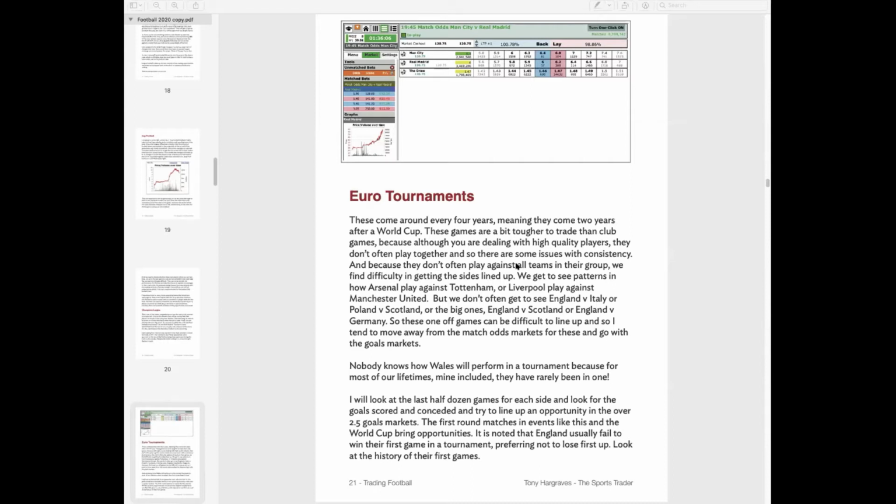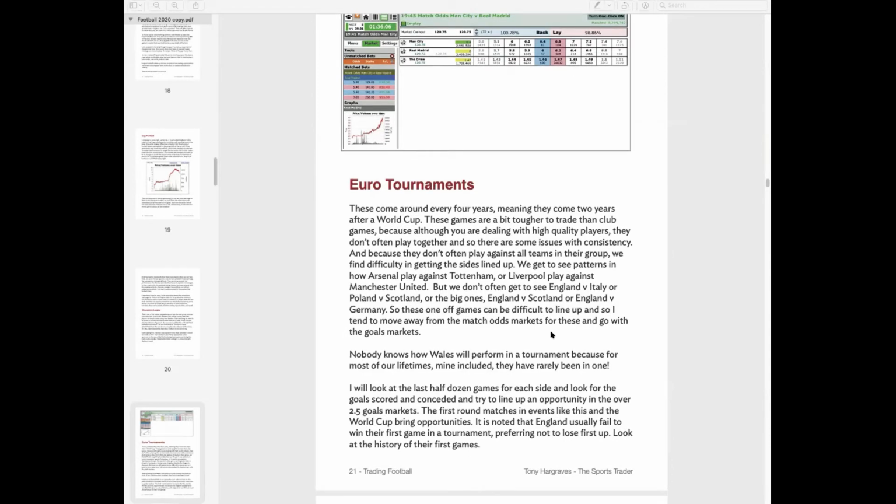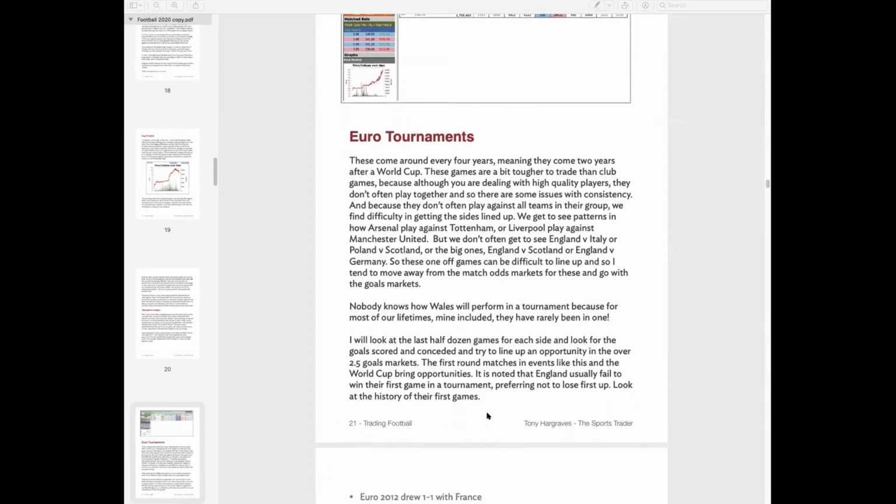So I find personally those games easy to trade what I'm watching because you get to see patterns in how Arsenal play Tottenham or Liverpool play Man United. But as I say, we don't often get to see England v Italy or Poland v Scotland. And England versus Scotland, the Scots really lift for it, and England really lift against Germany. Those one-off games can be really difficult to get a handle on.